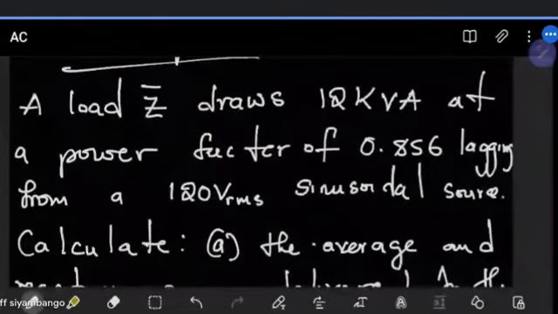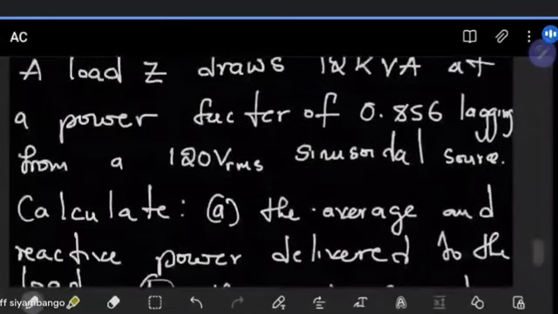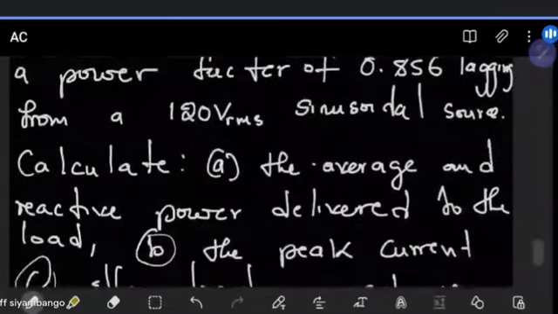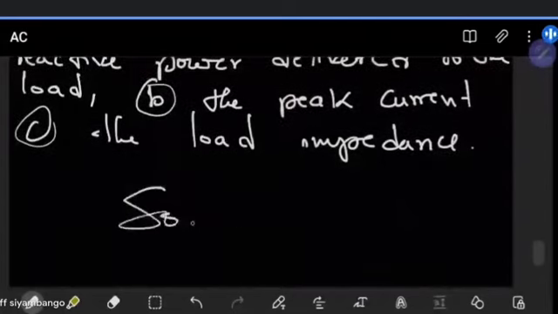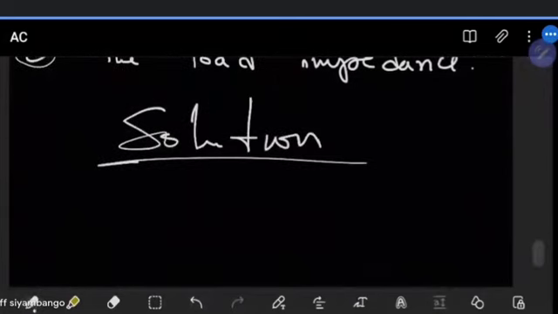Calculating the first part, the average and reactive power delivered to the load. B, the peak current. C, the load impedance. So here we are narrowing it down to a specific load Z. Now, what is happening? The question gives us exactly what the load is doing, and one vital detail, the power factor. So I wrote source. I intended to write solution. Okay, so what is happening there?